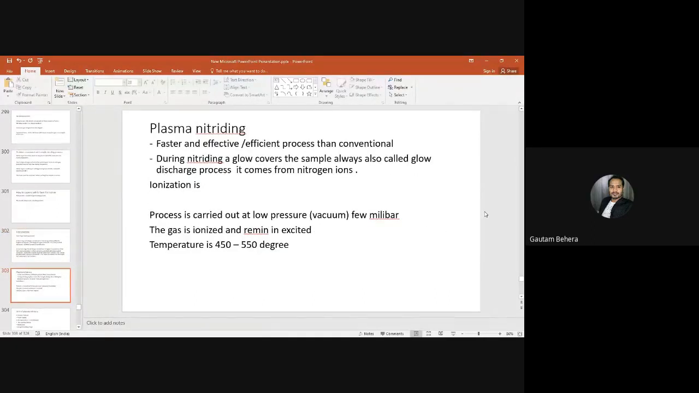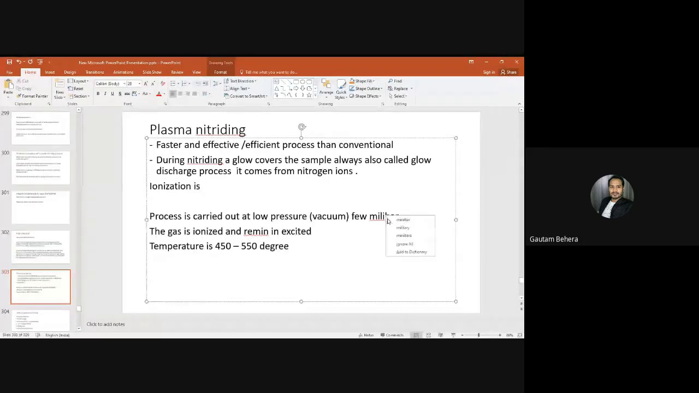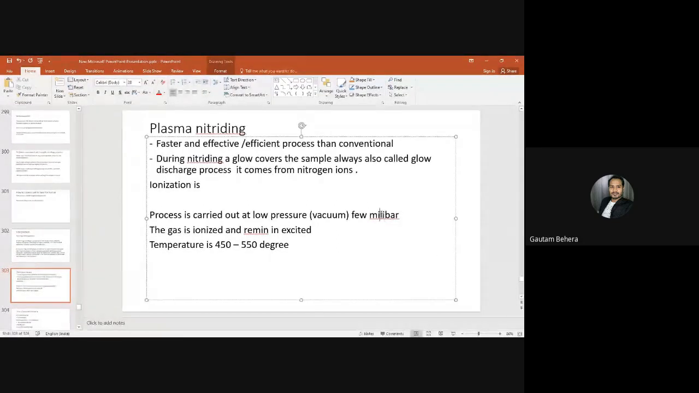So now the last topic is plasma nitriding, which is the advanced process. Plasma nitriding is also called ion nitriding because here ions are involved. So this is a fast and effective process. You can see it is a more efficient process than the conventional route.